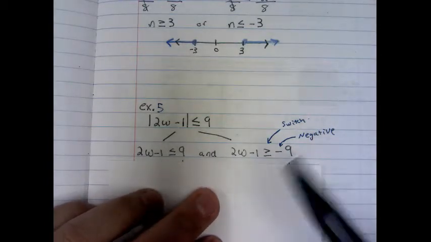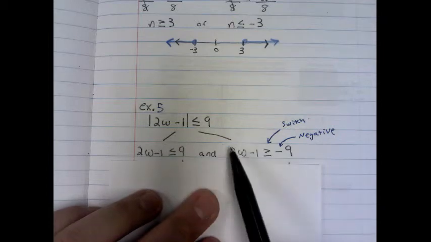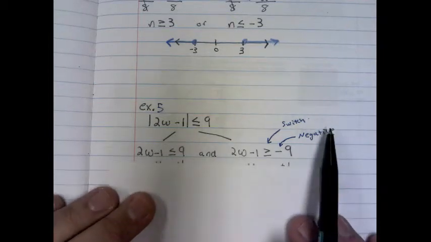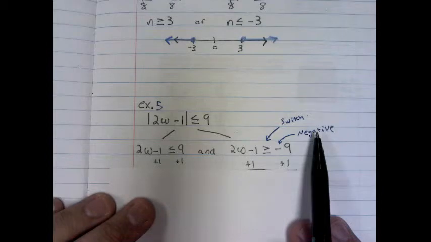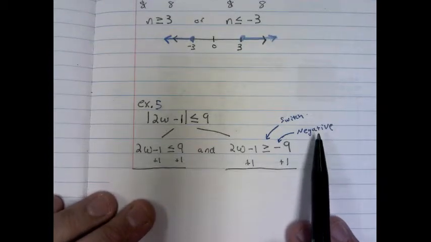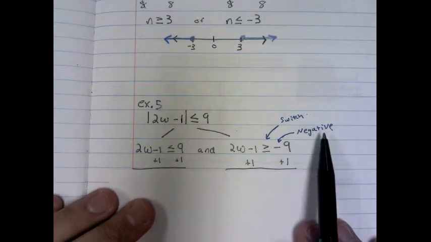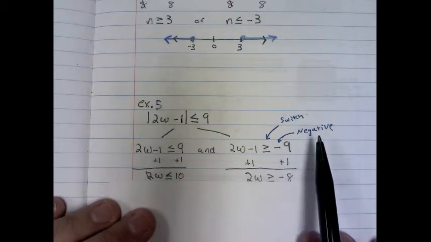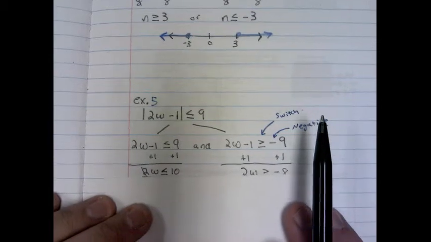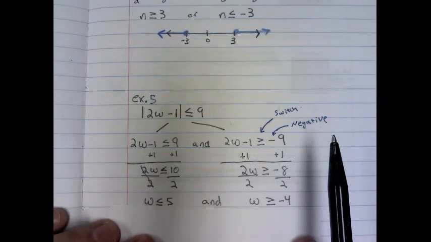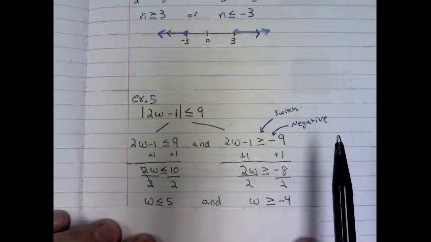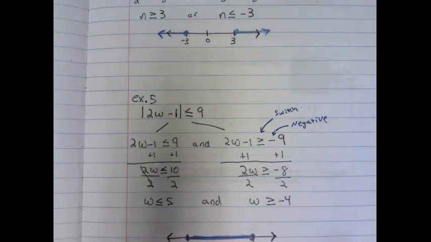The nice thing about these types of absolute value inequalities is that the steps that you use to solve them are the same. On both of these, and you saw this on the previous example, my first step is to add 1 to both sides. I'm not going to get the same answer when I add 1 to both sides, but that is my first step. Because now I have 2w is less than or equal to 10, and 2w is greater than or equal to negative 8. And then again, I'm going to divide by 2. When I do that, I get w is less than or equal to 5, and w is greater than or equal to negative 4. And then all I have to do is show that on a number line.